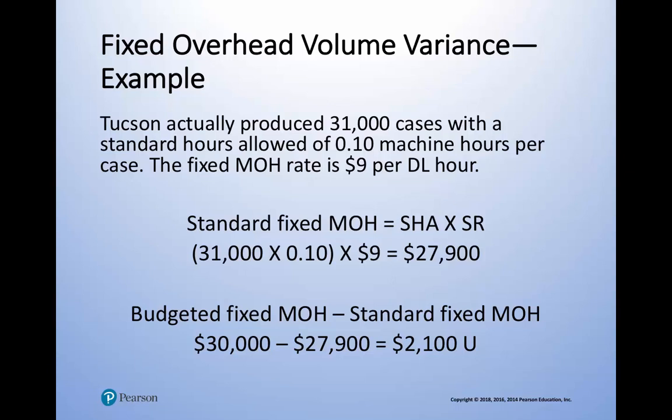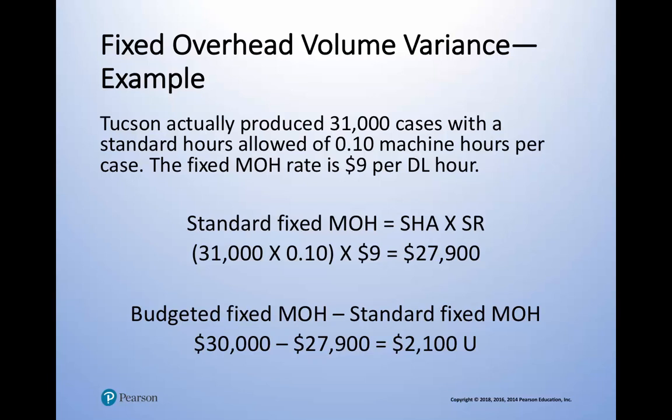So here we have Tuscan actually produced 3,100 cases with a standard hours allowed of 0.1 machine hours per case, and then the fixed manufacturing overhead is $9 per direct labor hour. So we have our standard hours is 3,100 times 0.1 times our $9 per hour. So we have our standard fixed would have been 27,900. And then our budgeted was 30,000 fixed manufacturing overhead cost. So we'd have 30,000 minus 27,900.